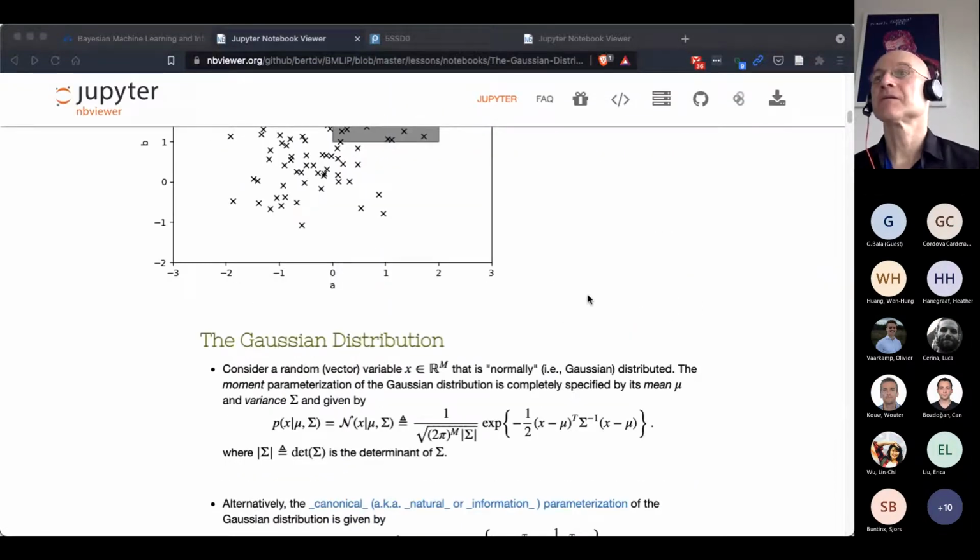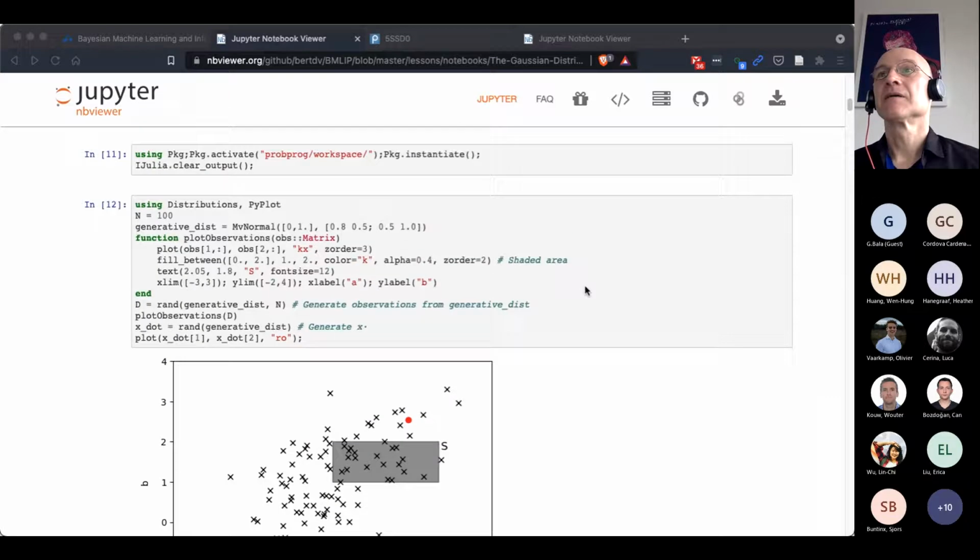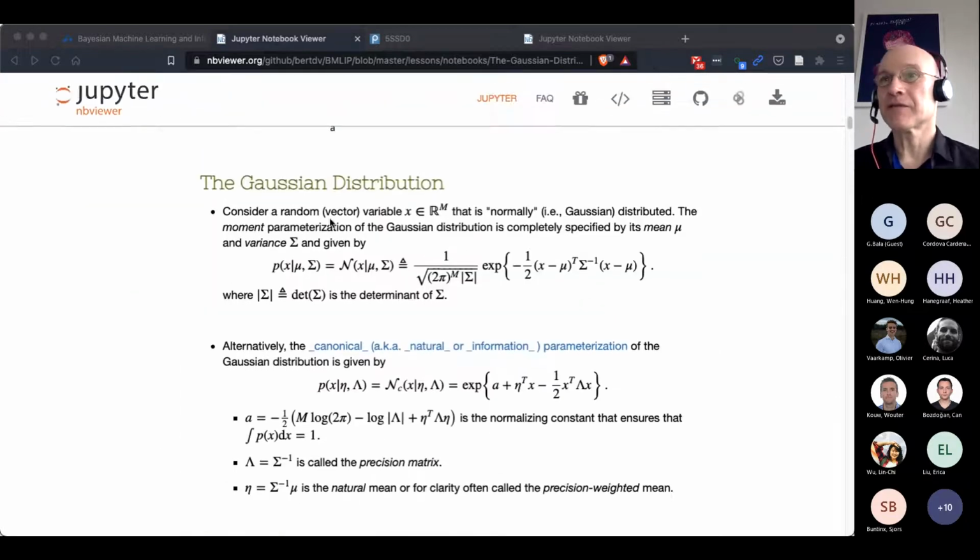Okay. So the basic thing is that if you look at the formula here, this is for the Gaussian, right? Now, if I would exchange x and mu, then it's really the same formula. Do you see that? And so the Gaussian over x with mean mu and variance sigma is really the same expression as the Gaussian over mu with mean x and variance sigma.